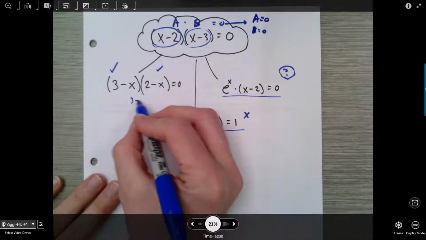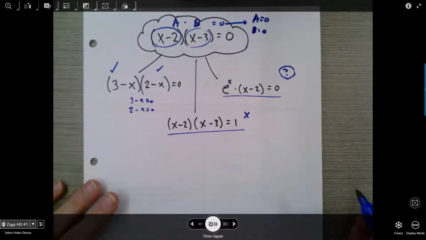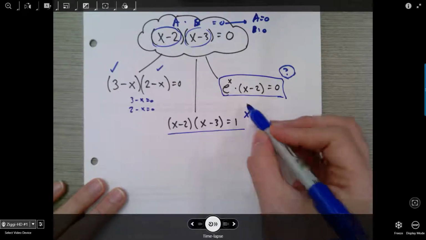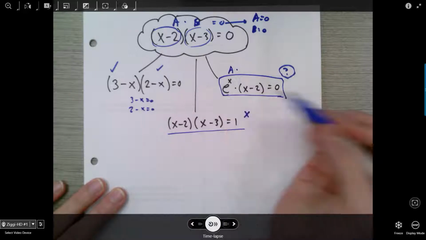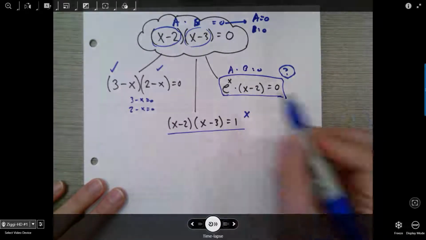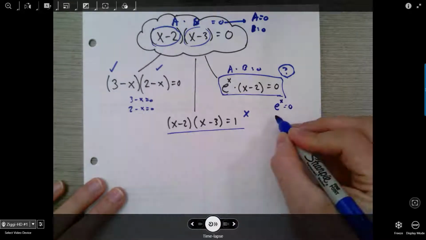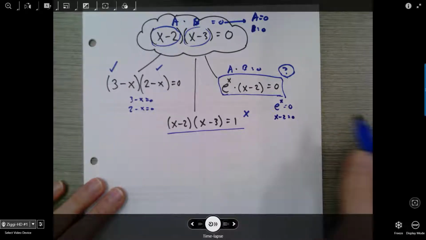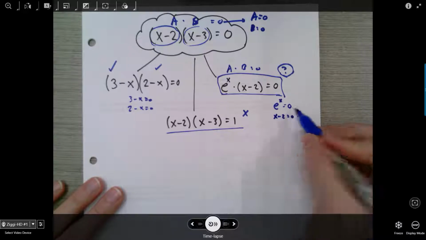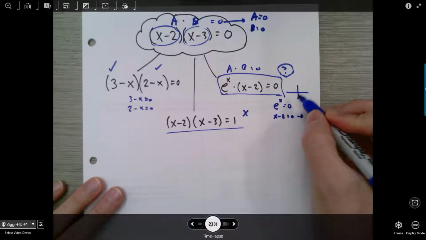We could rewrite this as 3 minus x is 0 or 2 minus x is 0. And now that gives you two solutions. This, even though it looks quite different, is still the same pattern because e to the x is some number when you plug in a value for x. So I've still got two things being multiplied equaling 0. So now I know either e to the x is 0 or x minus 2 is 0. This leads to the solution x is 2. E to the x equals 0 you might have to think about for a minute. You could think about it either numerically or graphically.